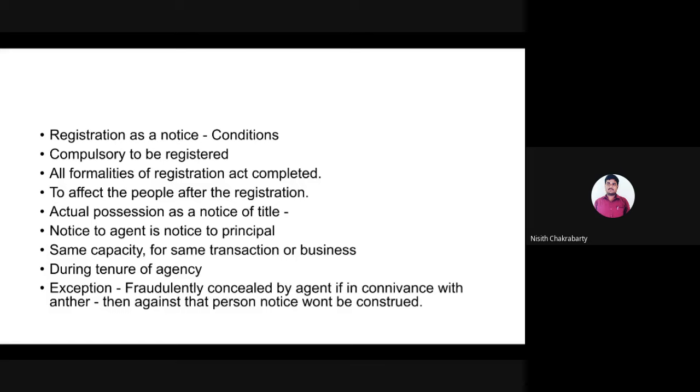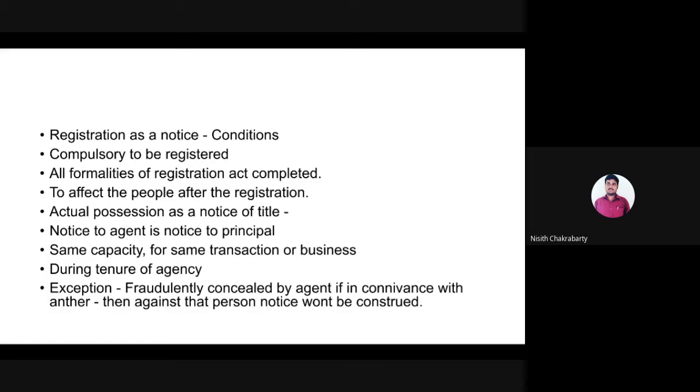The document which has been registered must be required by law to be compulsorily registered. The first ingredient for registration to become a notice is that it must be compulsory to be registered under law. And the second ingredient is that all formalities of the Registration Act must have been completed.